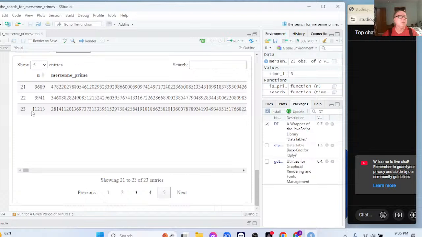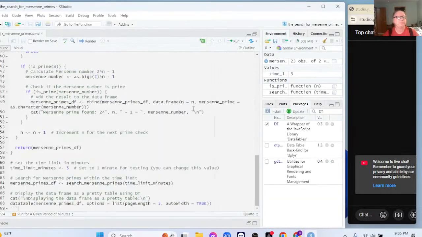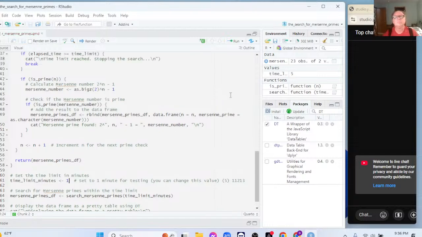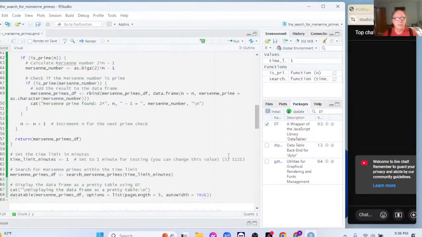So let's make a note here. The last prime with a 5-minute time, let's just put that there. Now let's change this back to 1 and see what happens. Of course, the question is what would happen if I ran it for all day or something like that? But first we have to verify that it is actually creating new numbers, making sure we're not repeating ourselves here. Okay, this is 5 minutes.